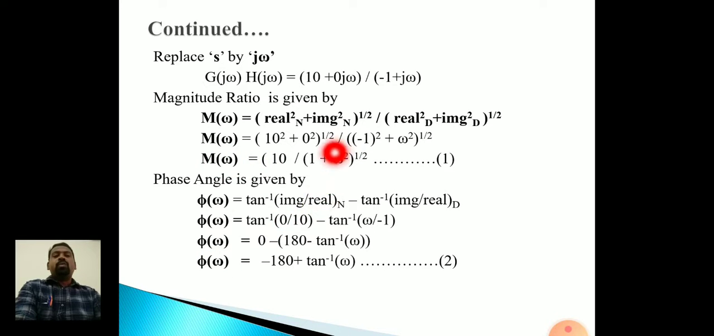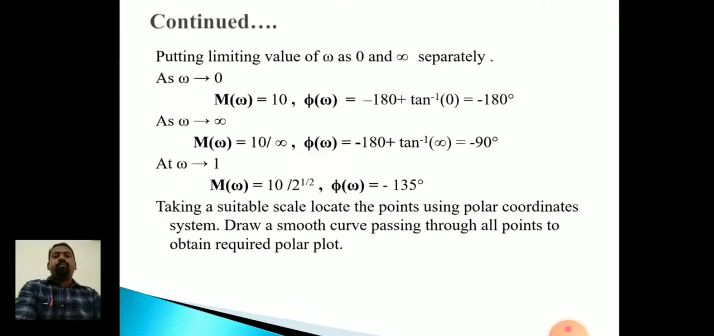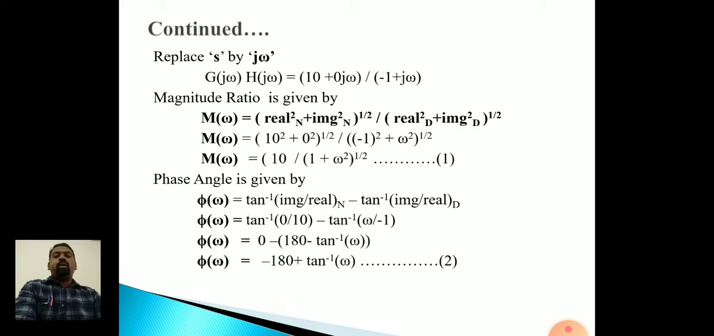Once again, in between 0 and infinity, we have substituted omega as 1. That is, M omega equals 10 divided by (1 plus 1) to the power 1 by 2, which is 10 by root 2, and phi omega is minus 135 degrees at omega equal to 1. Tan inverse of 1 is 45, minus 180 plus 45, that is minus 135.